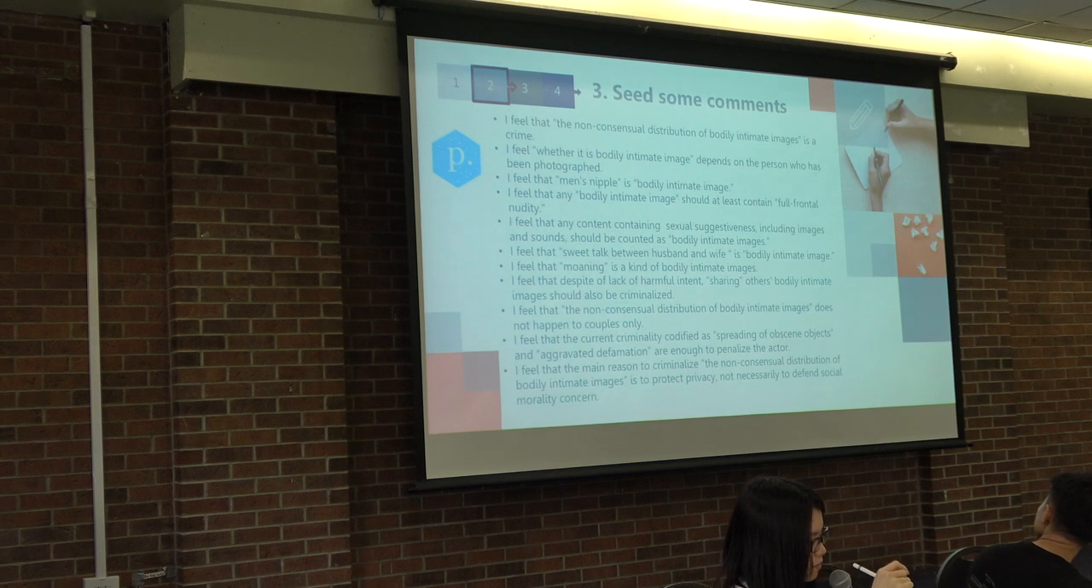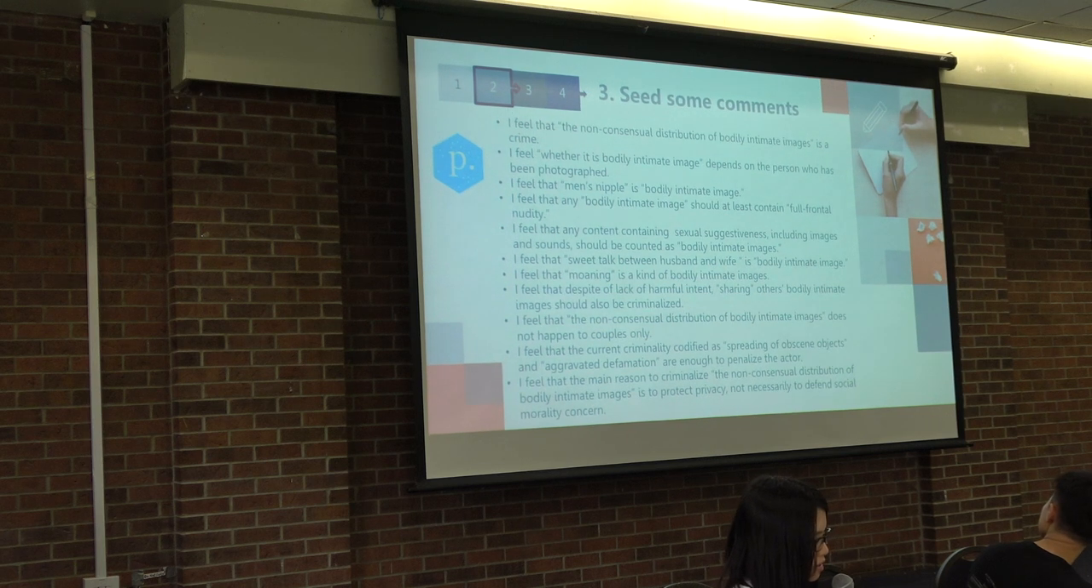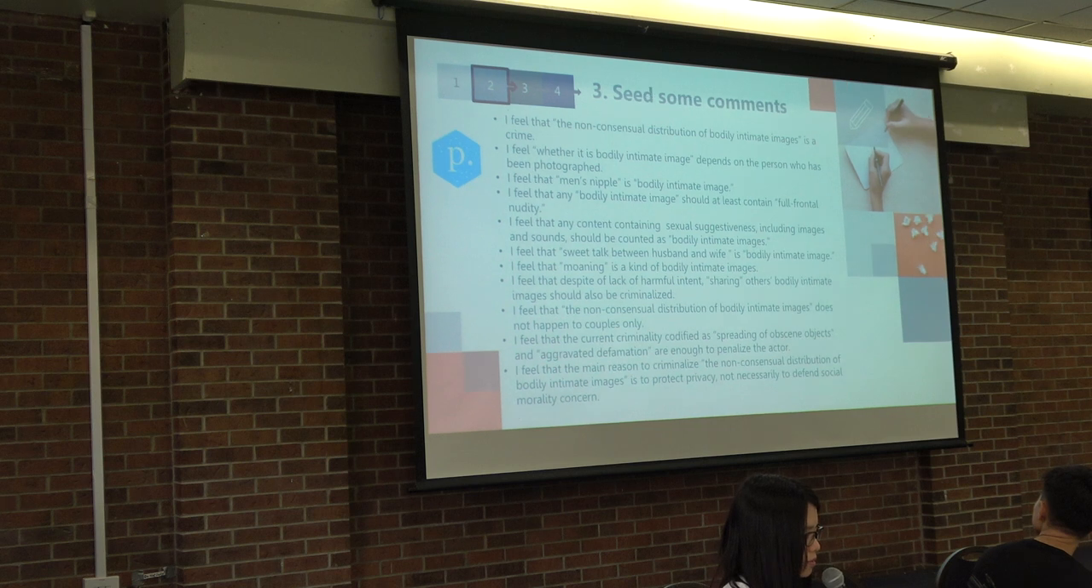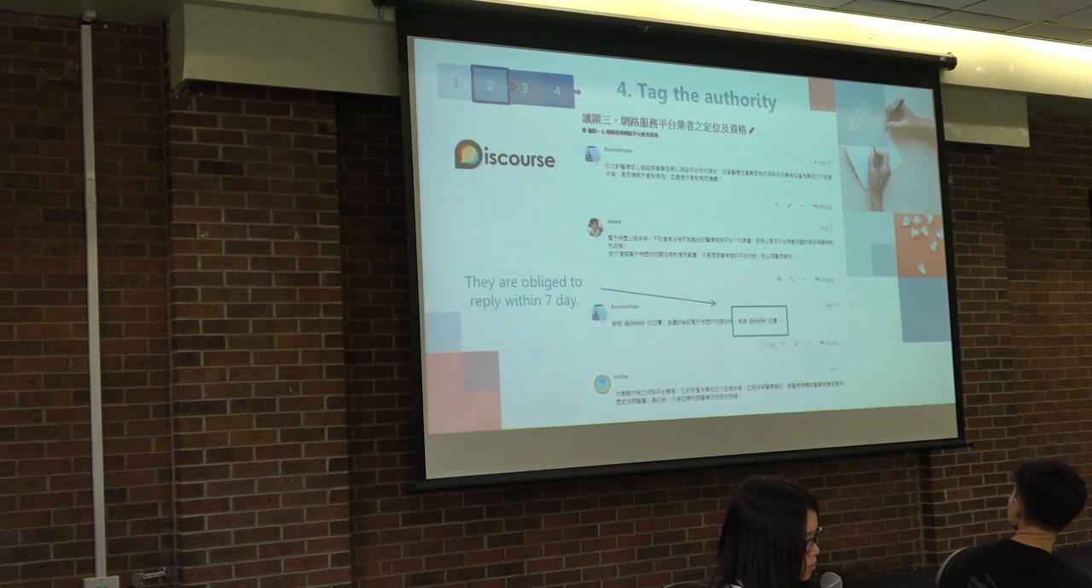For Polis, the editors or the contributors can post seed comments, and here you can show them as an example of how to do this. For example, in the SEI case, the first statement can be, I feel that the non-consensual distribution of bodily intimate images is a crime. It's a simple, positive statement and contains one simple idea. So it can show the online users how to post comments. Seed comments are quite important for all these tools.